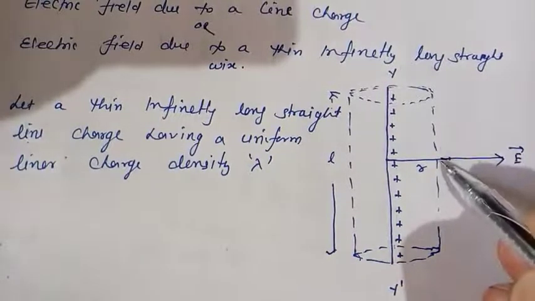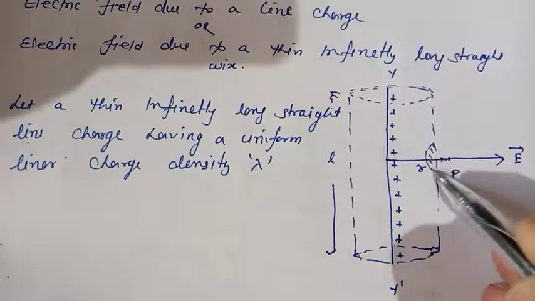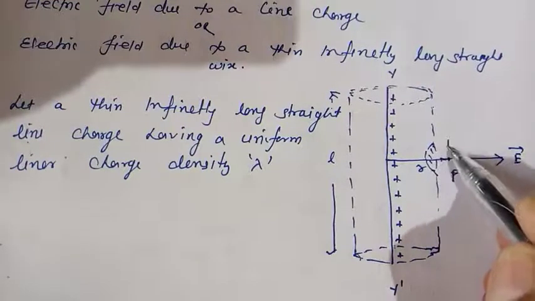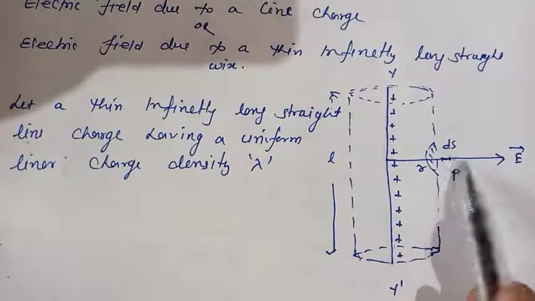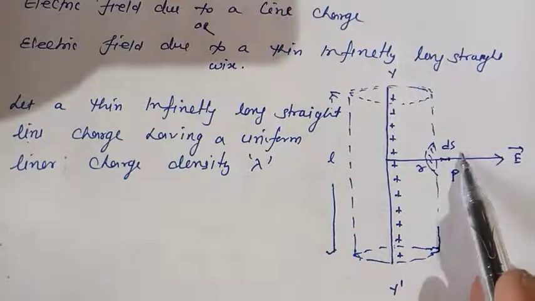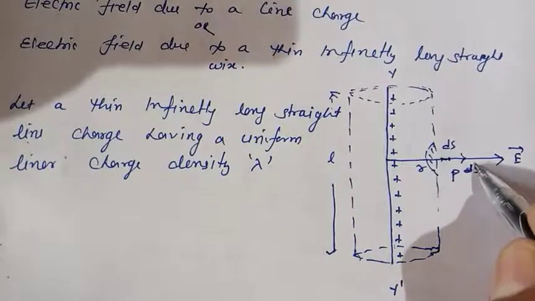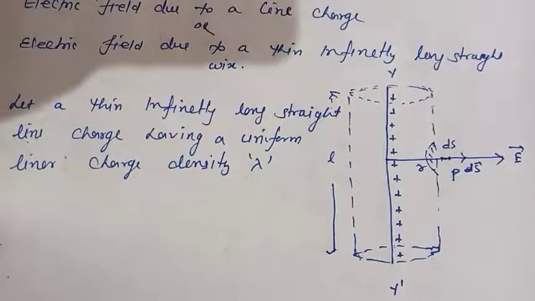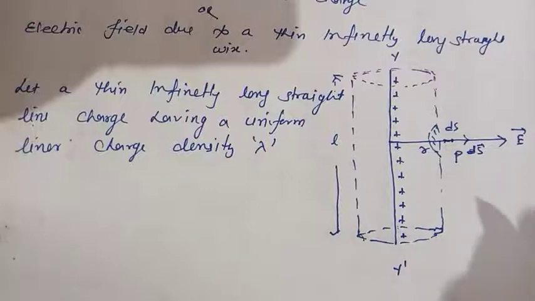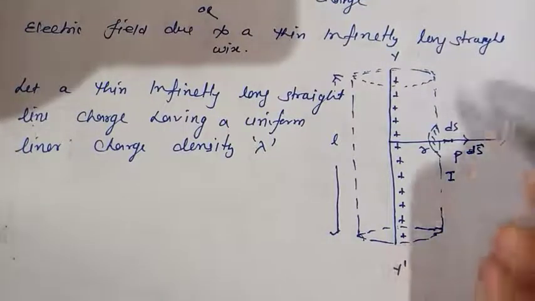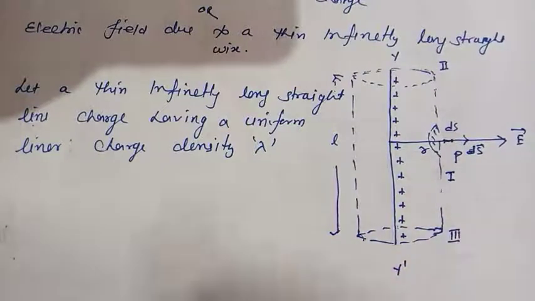So we are interested to find the electric field at point P, so draw a small area ds here, and you know the area vector. Area vector is a vector perpendicular to this area, so it will lie in the same direction as the electric field. Now you divide the surface into three parts. Let this be your first part, this is the second part, and this is the third part.